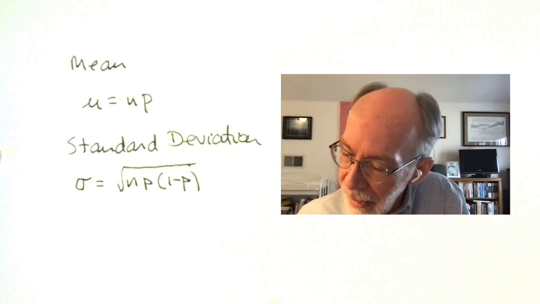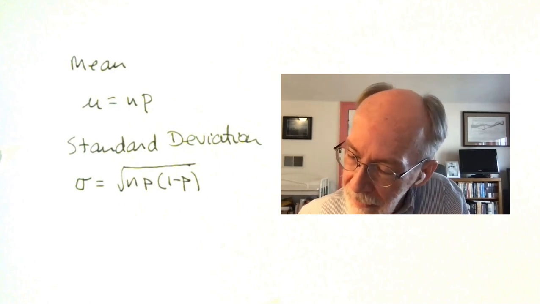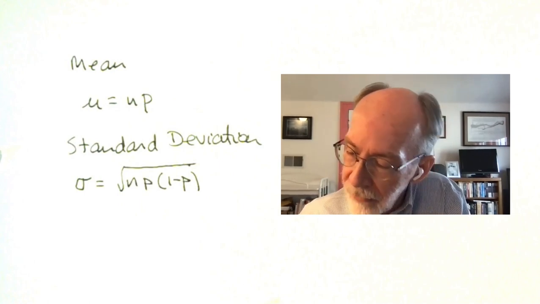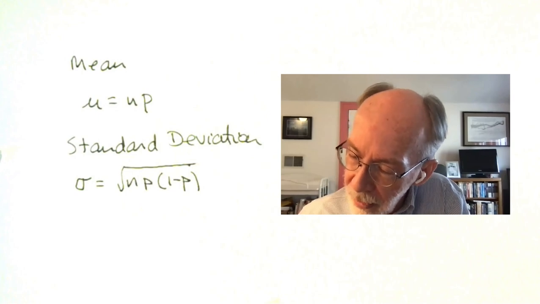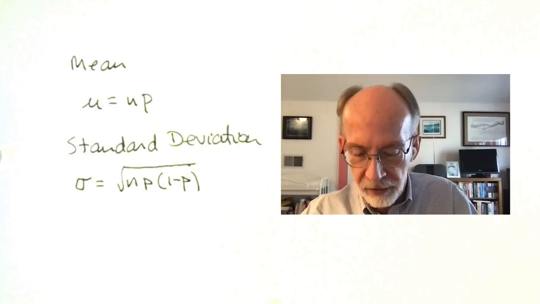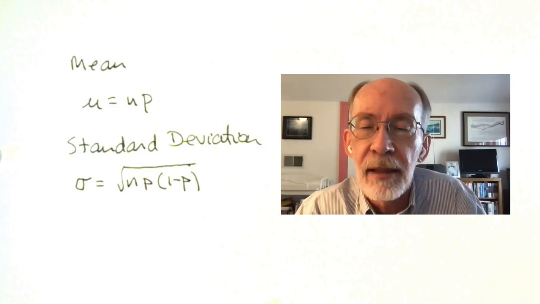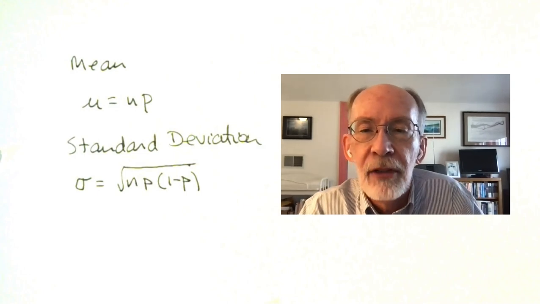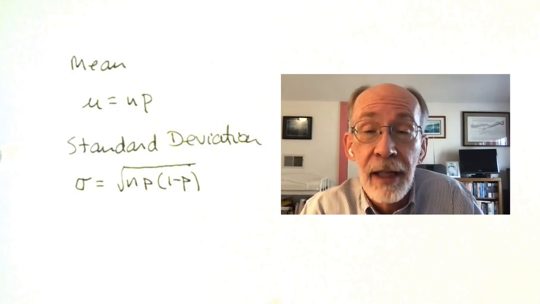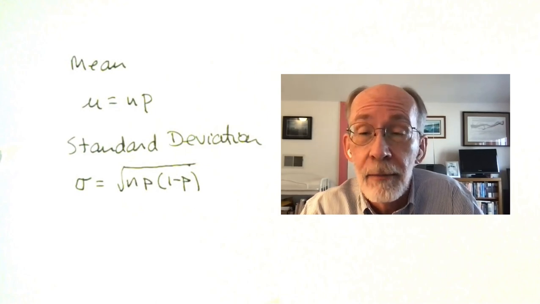The standard deviation of a binomial distribution, represented with a lowercase sigma, is the square root of the number of trials times the probability of success times the probability of failure. And if you play with that p times 1 minus p a little bit, it's easy to convince yourself that that's going to take on its greatest value when p is 0.5.